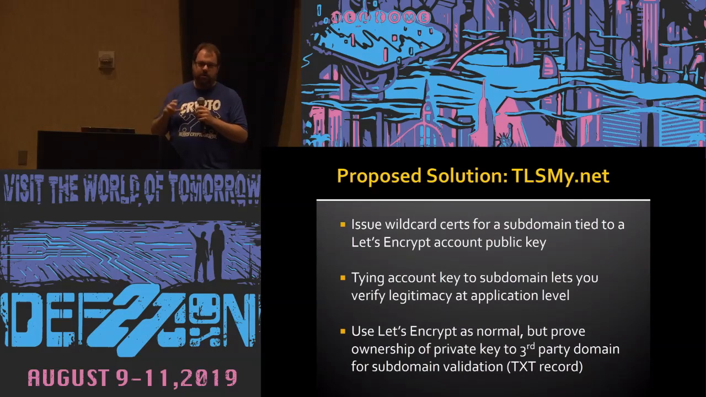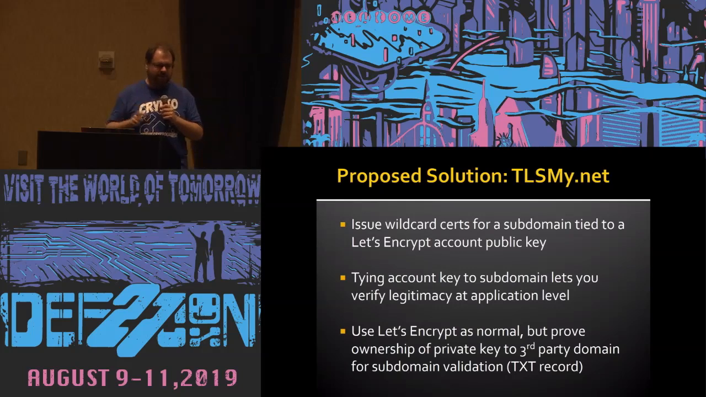So you know that you are always going to talk to your server at a particular subdomain, and as long as that subdomain matches, you know that at least someone with the corresponding private key proved that they had that private key and they got a certificate for that domain. So the basic way that this works is you use Let's Encrypt as normal, but instead of proving control over your own domain, you ask a third party to prove control of a subdomain. And that third party then solves that challenge for you by creating that text record.